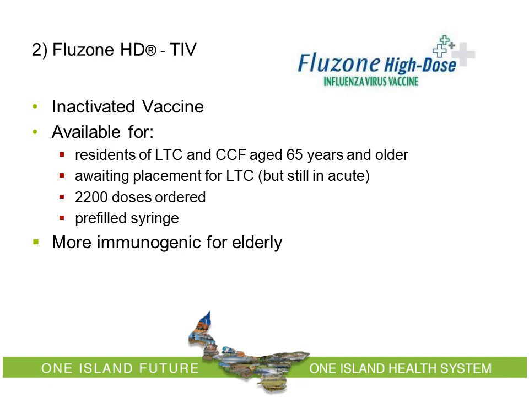Fluzone high dose is a trivalent vaccine, which means there are 2 A strains and 1 B strain in the vaccine. It's inactivated, available for residents of long-term care and community care facilities, age 65 and older, awaiting placement for long-term care but who may be in acute care. There are 2,200 doses ordered for PEI, and it's available in a pre-filled syringe.